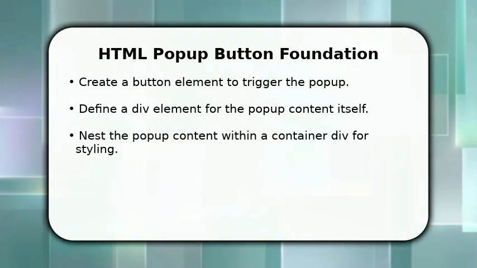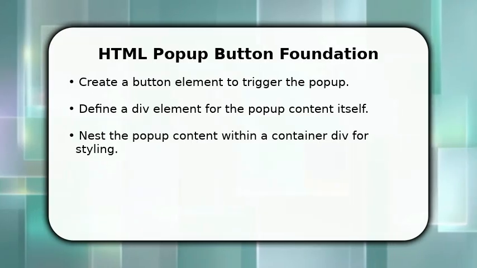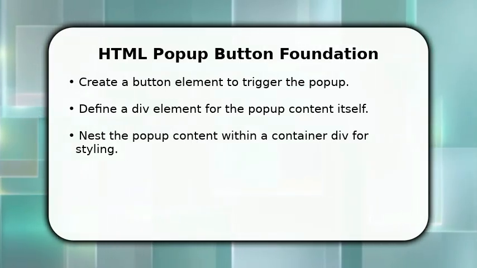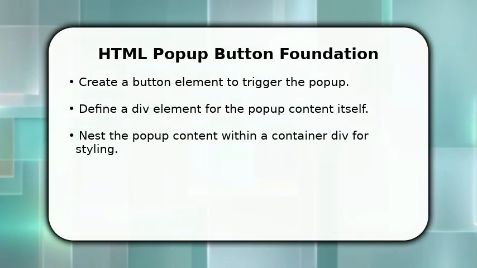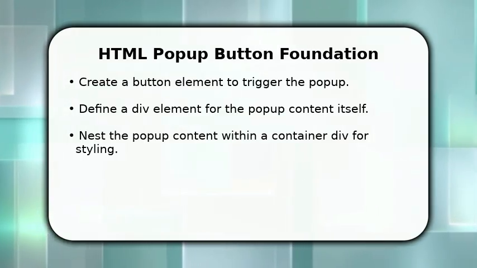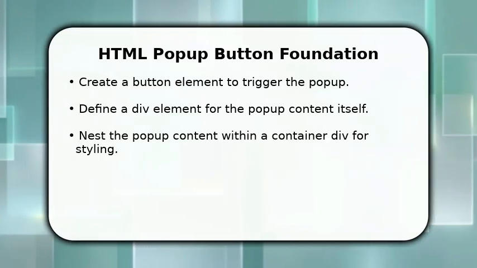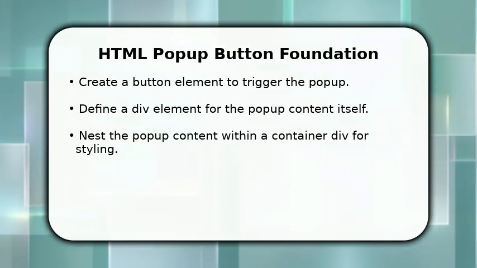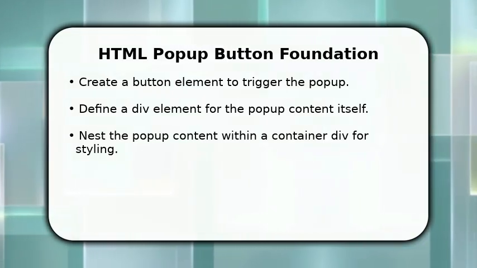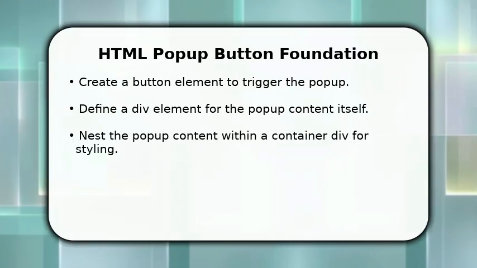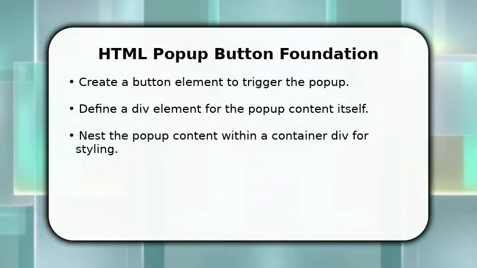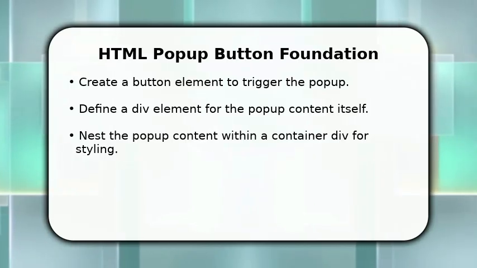In this video, I will explain how to make a pop-up button in HTML. First, we'll lay the groundwork by setting up the basic HTML structure. You'll need a button element to act as your trigger and a separate div to hold all your pop-up content. It's a good practice to wrap this content in another div, giving it a unique identifier. This foundational setup is crucial for both styling and functionality later on.